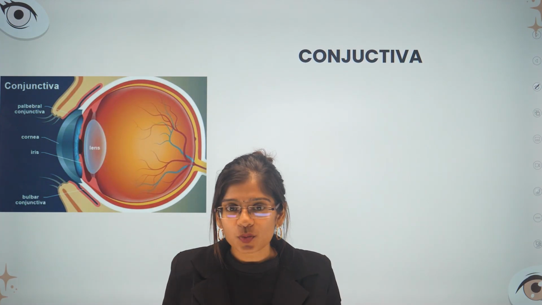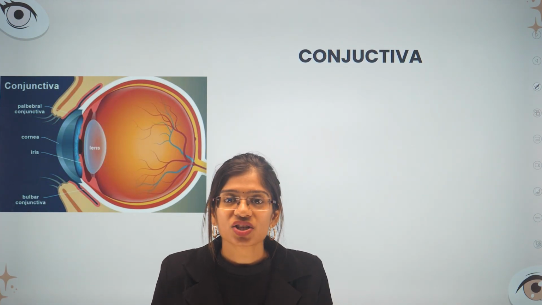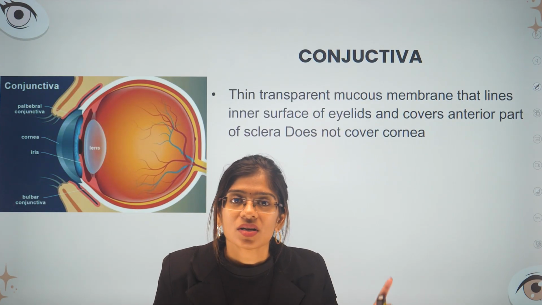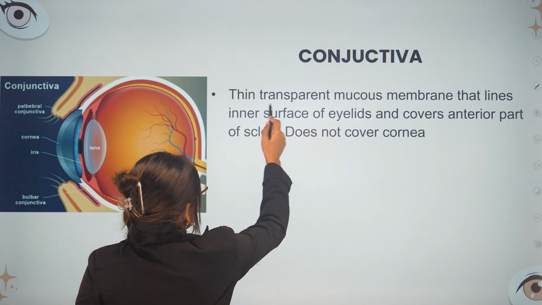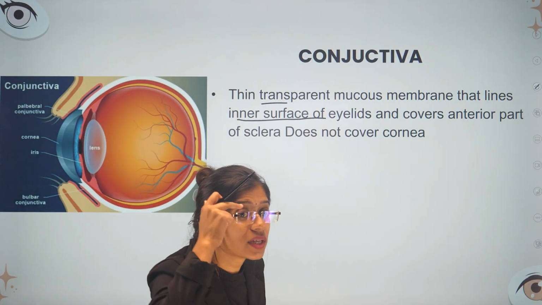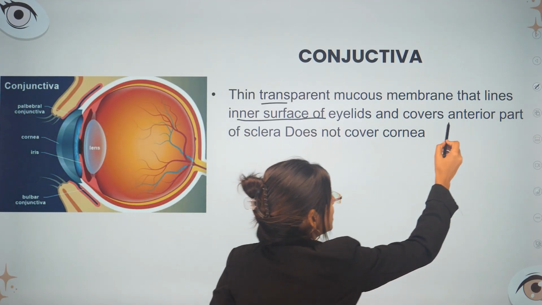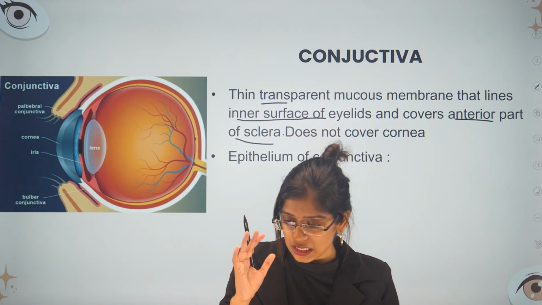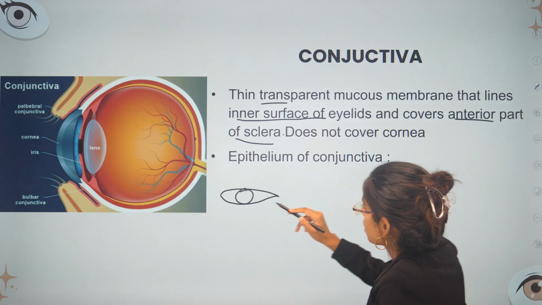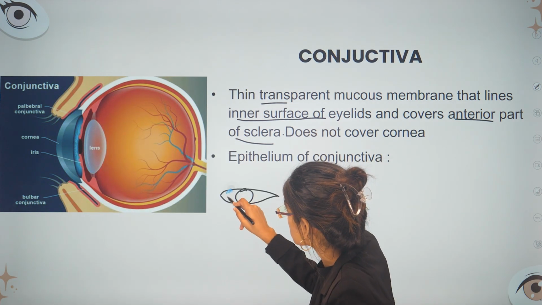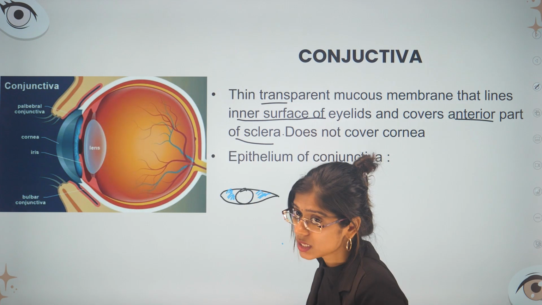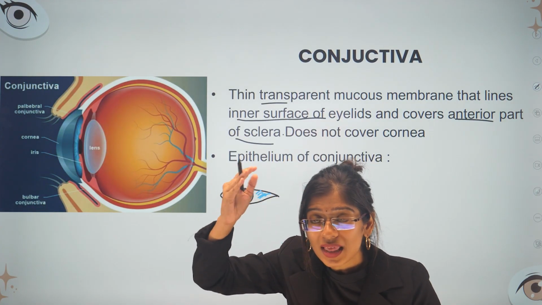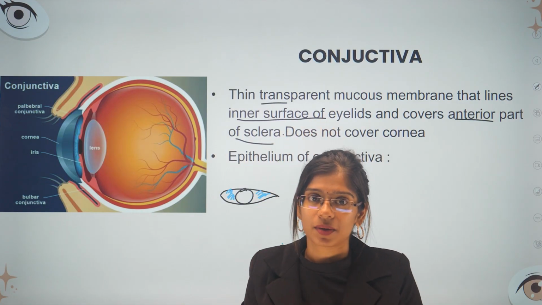It is a transparent membrane that covers your lids and the sclera. So a thin transparent membrane that lines the inner surface of the eyelids and the anterior part of the sclera. Remember, conjunctiva does not cover the cornea. Conjunctiva covers this part, the anterior part of the sclera, and our eyelids when we evert up and down. So that area is also covered by conjunctiva.